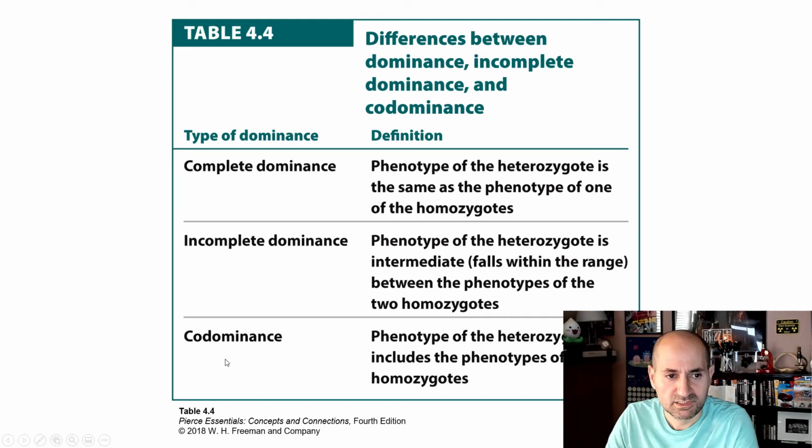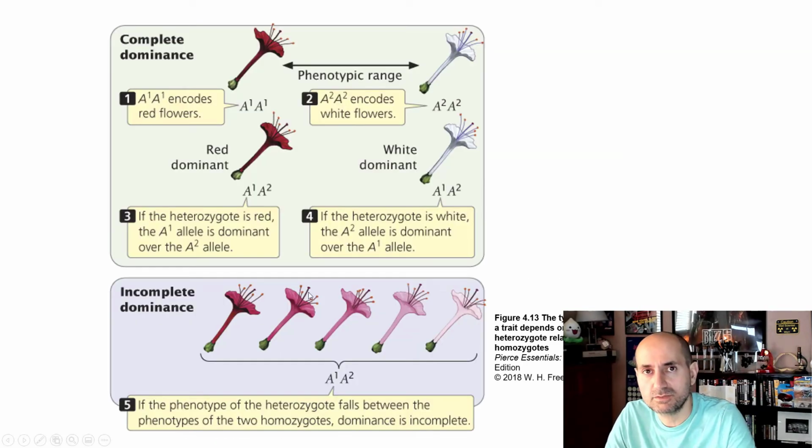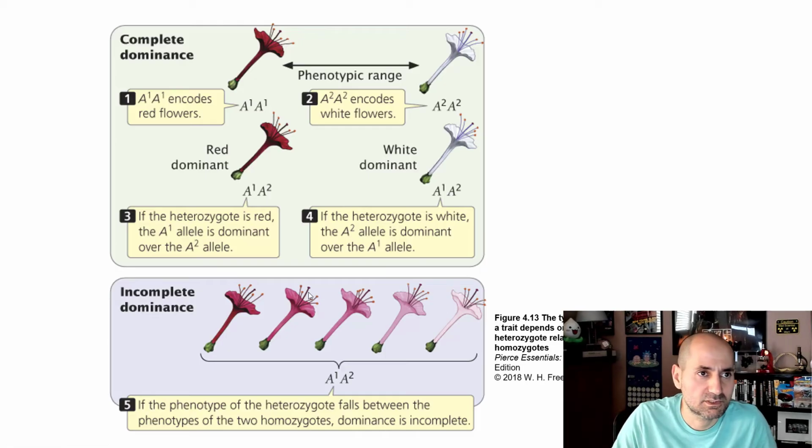Let's look at codominance. In codominance, the phenotype of the heterozygote includes the phenotypes of both homozygotes. Again, this is not blending either. And a lot of times you can confuse incomplete dominance with codominance, so we're going to go through and talk a little bit more about the difference between the two.